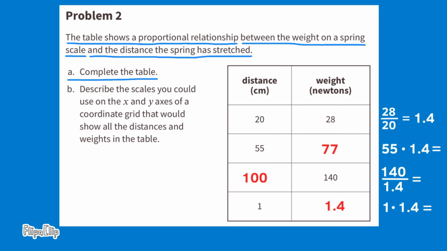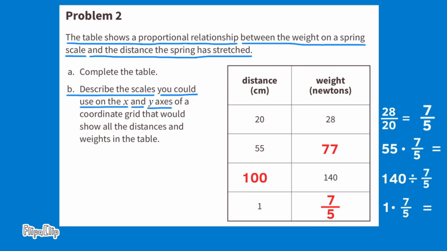And 1 4/10 is equivalent to 14/10. Any answer that's equivalent to 1 4/10 or 14/10 would work. Even 14/10 can be reduced or simplified to 7/5. So 7/5 would work. In fact, 20 over 28, 55 over 77, 140 over 100, and 7 over 5 all equal 7/5. That's what makes their relationships proportional. The weight in newtons is 7/5 times greater than the distance in centimeters.